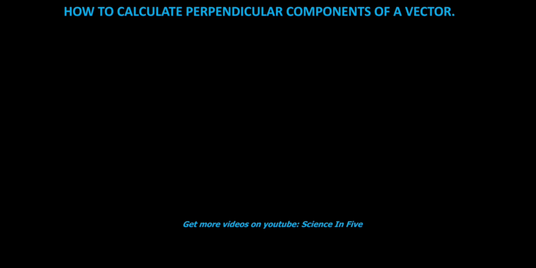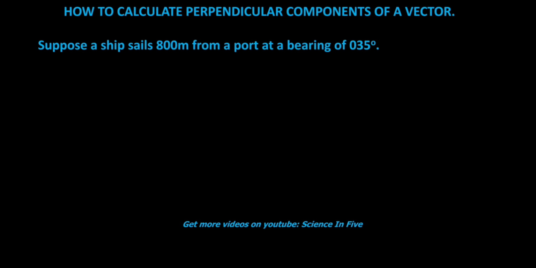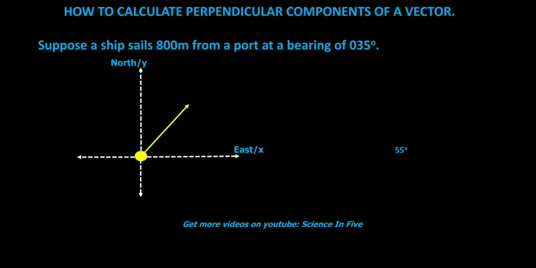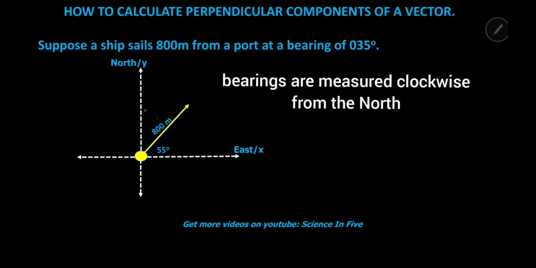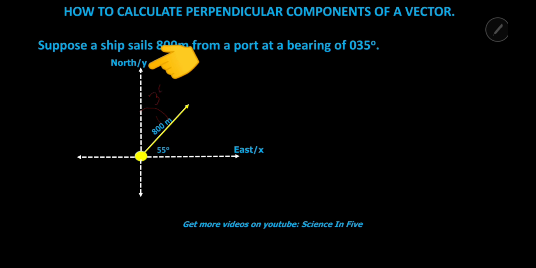Suppose a ship sails 800 meters from a port at a bearing of 035 degrees. Let's represent this movement on a system of axes. Now, the 35 degrees will be measured from the north and will be this angle here. That will be 35 degrees. And then this angle here becomes 55 degrees.